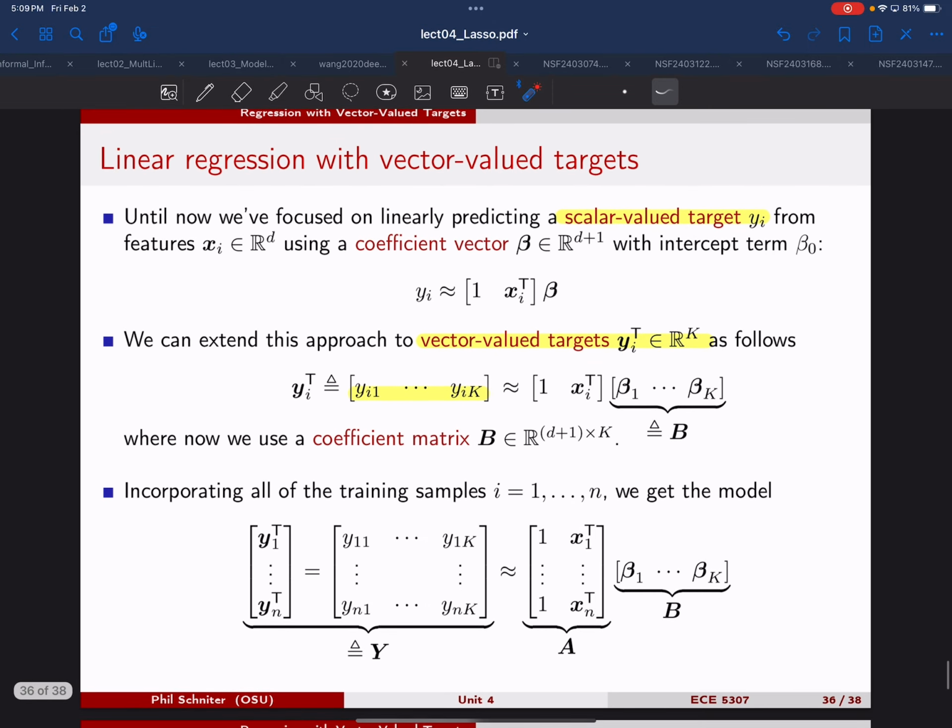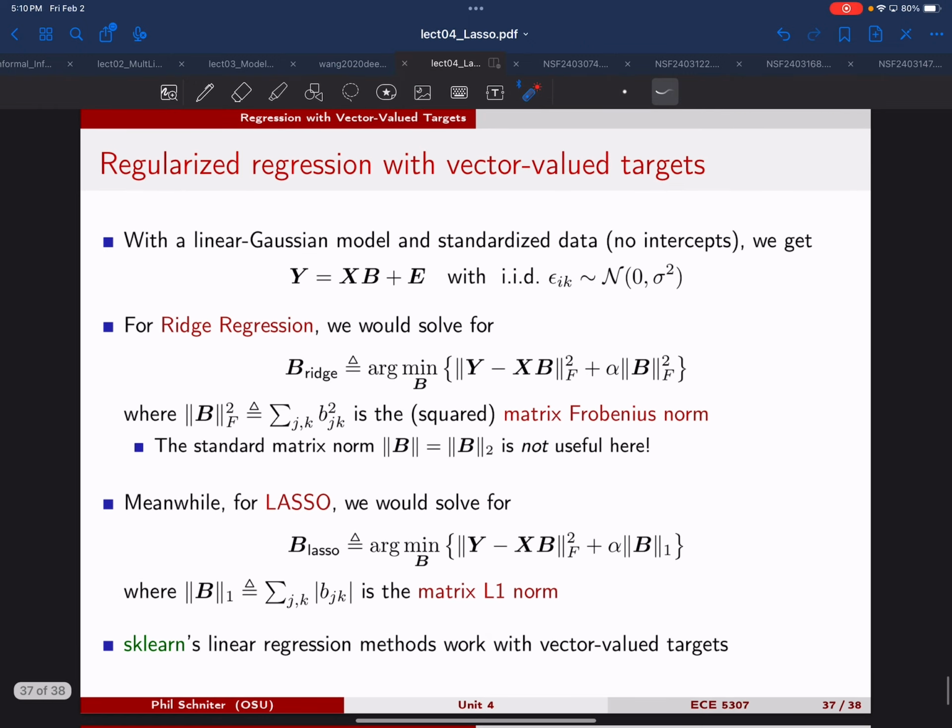And it turns out the nice thing is all the sklearn software handles this seamlessly without any issues at all. You just give it a Y matrix instead of a Y vector. It just knows to estimate a bunch of different betas and so on.